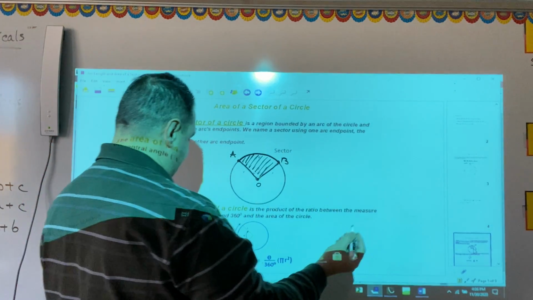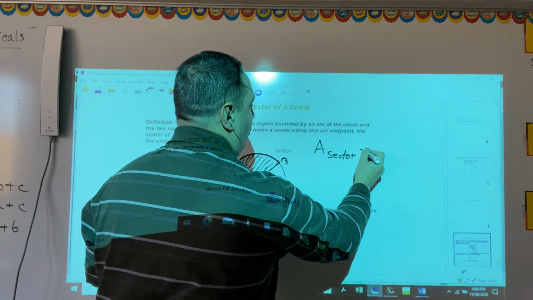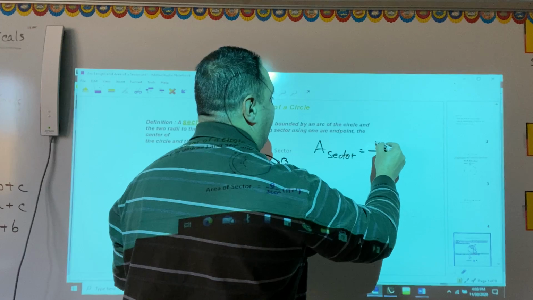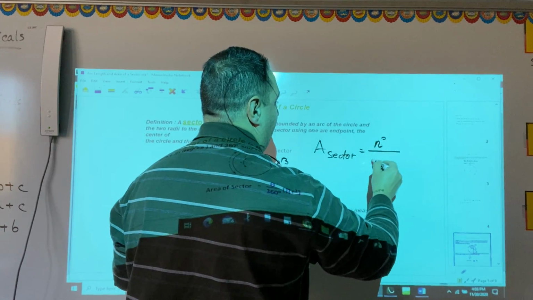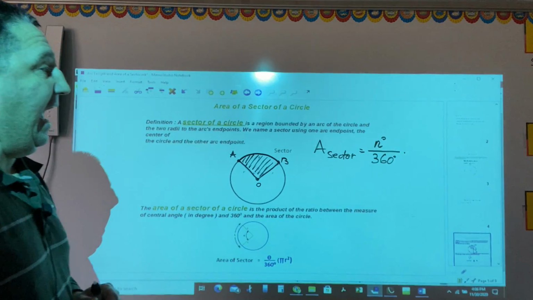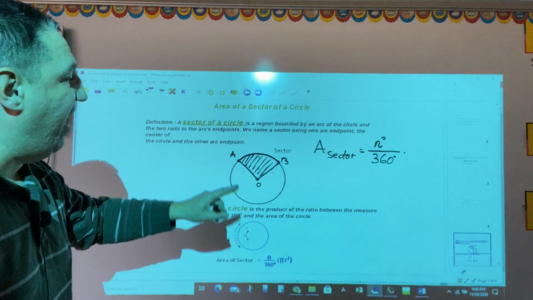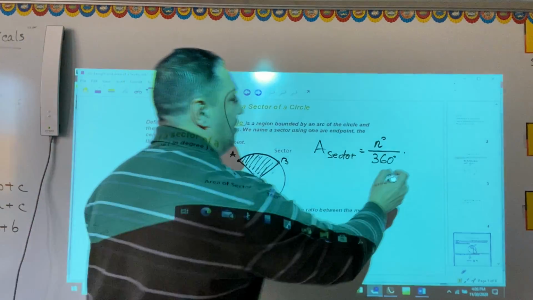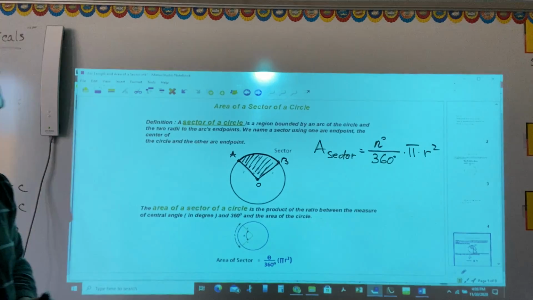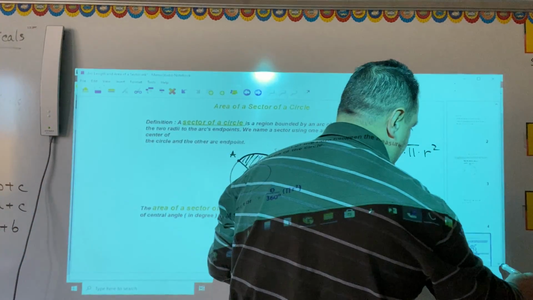So we can say the area of the sector would be the ratio of the measure of the central angle and 360, multiplied by the area of the circle, which is pi times r squared. Yes? Now, let's have an example.